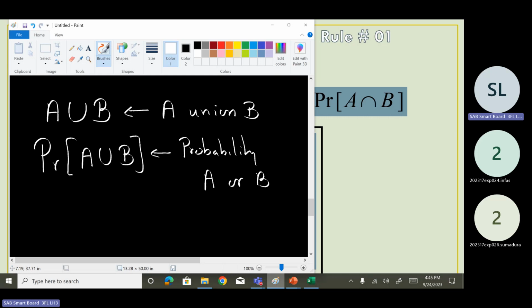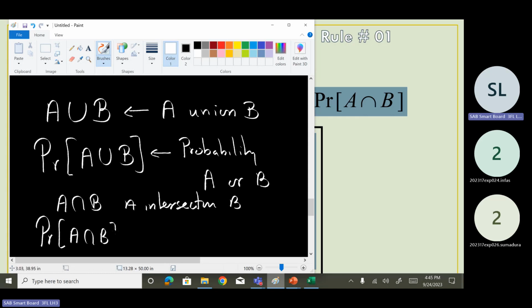Similarly for intersection, same story. This one you read as A intersection B. But the same thing appearing inside the probability formula, you read as probability of A and B.